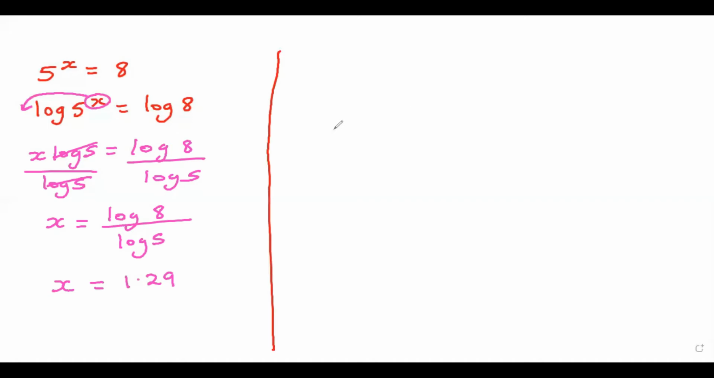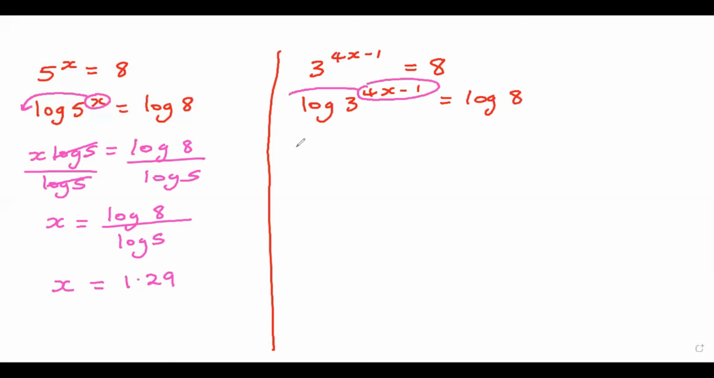Another example, let's say we have 3 to the 4x minus 1 being equal to 8. If you look here, you realize that 3 nor 8 can be written in any possible way as the same base. So we have to log both sides. So it's log 3 to the 4x minus 1 being equal to log 8. Again, the power goes to the forefront. So we have 4x minus 1. I'd advise you to write it in a bracket so that you don't mix it up. Then you have log 3 being equal to log 8.